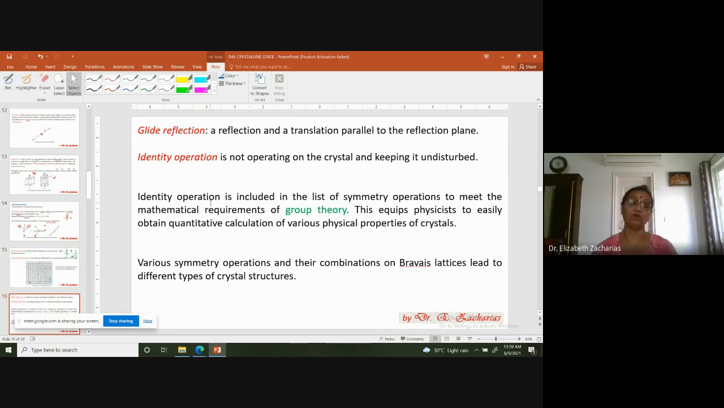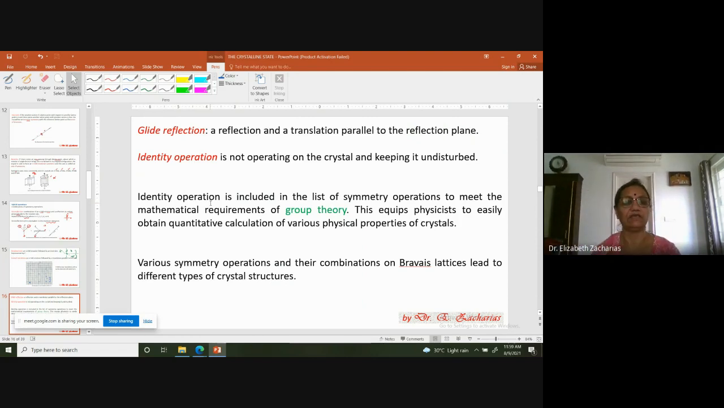Then of course there is something called a glide reflection. A glide reflection is a reflection and a translation parallel to the reflection plane. So if this is my reflection plane, I do a reflection, and then a translation parallel to that plane. Then it is called glide reflection.